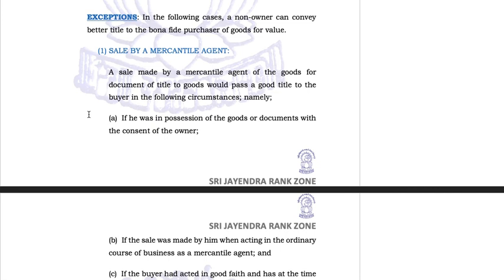The first exception is sale by a mercantile agent, which we have discussed. A sale made by a mercantile agent of the goods or the document of title to goods would pass a good title to the buyer in the following circumstances. It is not that whenever a mercantile agent makes a sale which he is not authorized to make, every such sale will be a valid sale. It will be a valid sale only upon the fulfillment of the following conditions. Let us see the conditions.